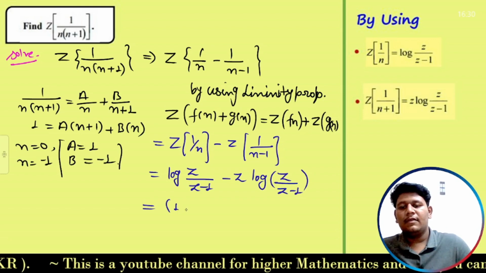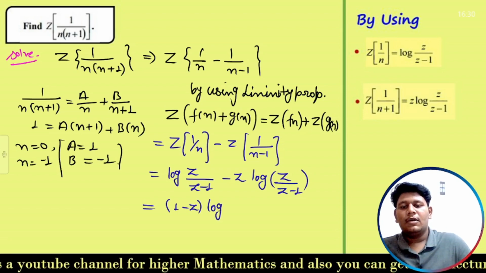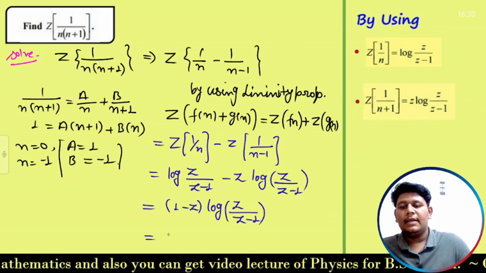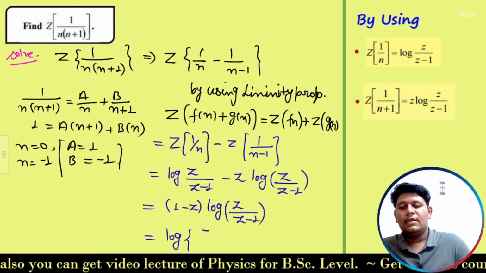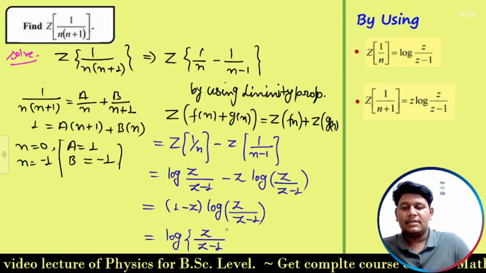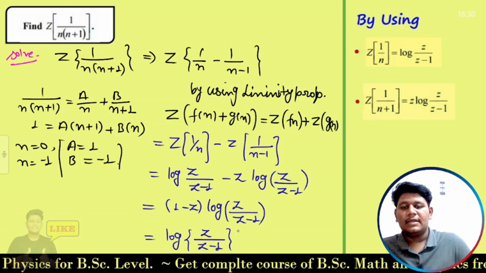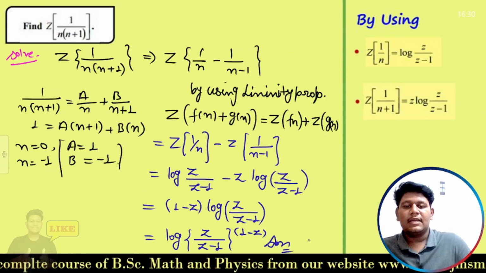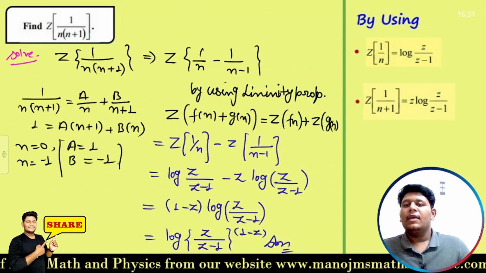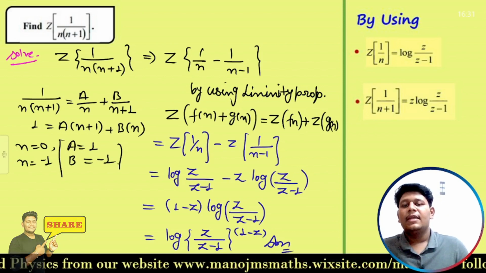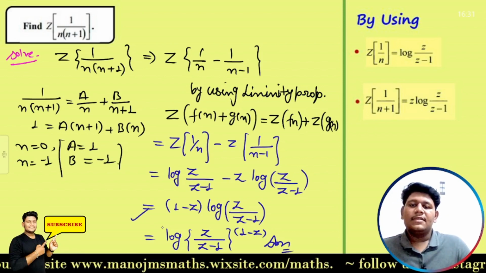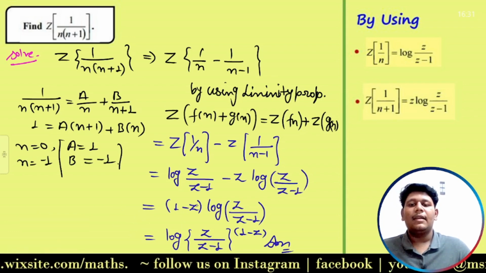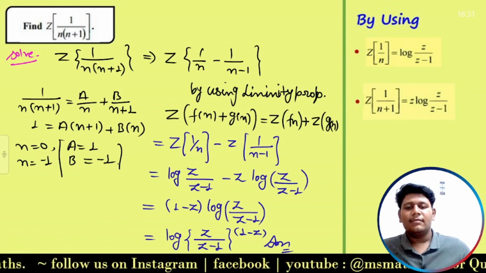It is nothing but 1 minus Z log Z over Z minus 1, and I can write it as log of Z over Z minus 1, to the power 1 minus Z, the power 1 by Z. Okay, so this can be the answer for this question. This is the answer basically, and most generally this is the answer. By the property of logarithm we can put it in a power.